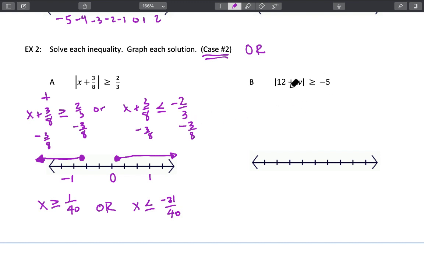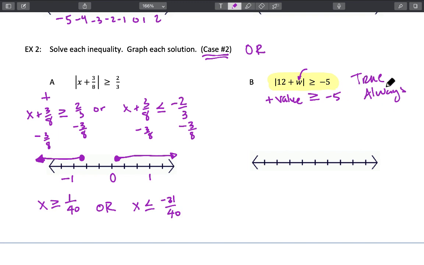Let's try our next one here. We have the absolute value of 12 plus w is greater than or equal to negative 5. Once again, you see there's a negative that pops up, and remember, absolute value can never be negative. It's always a positive value. And what this statement is saying is a positive value is greater than or equal to a negative number. And this is going to be true always. In other words, no matter what value for w you put in, it's going to create a true statement.